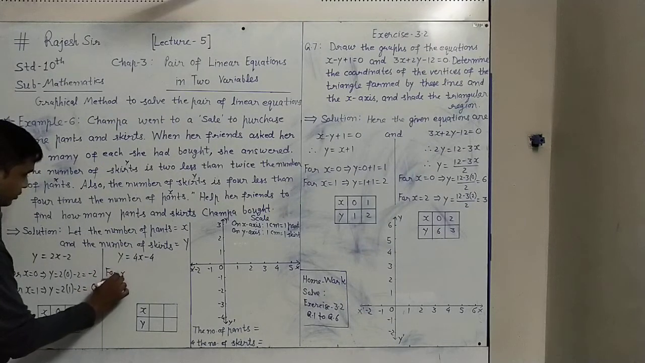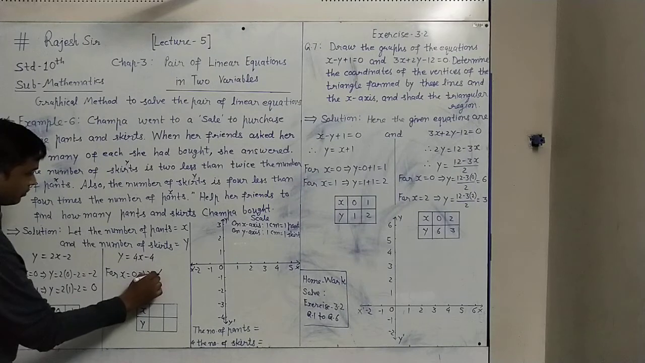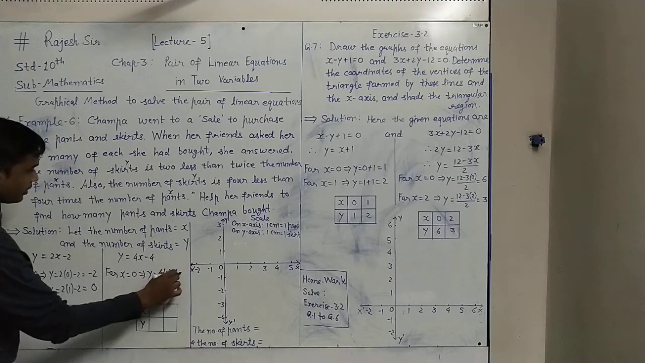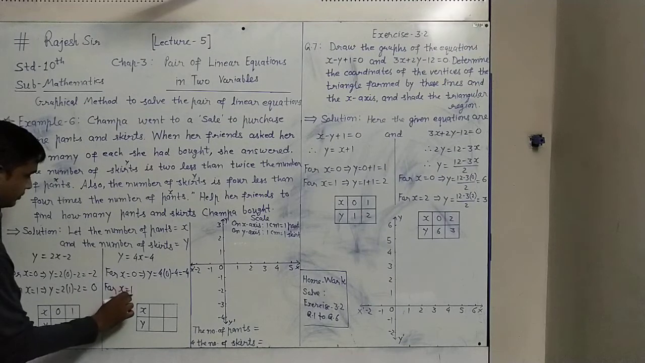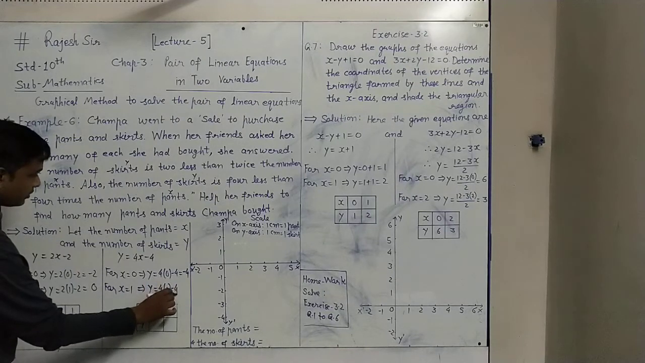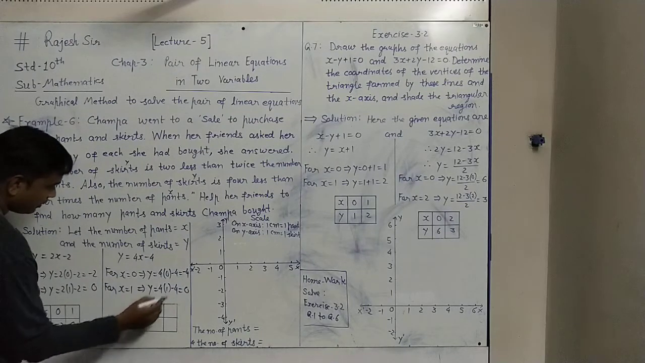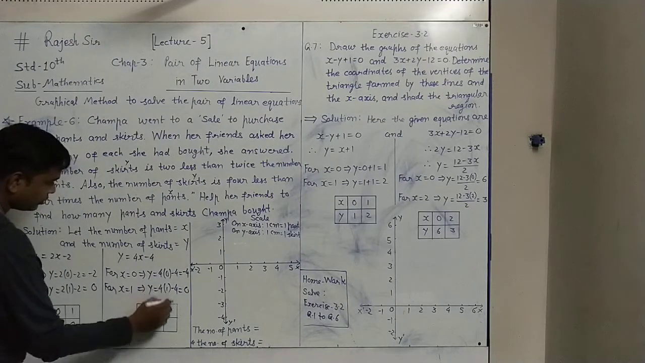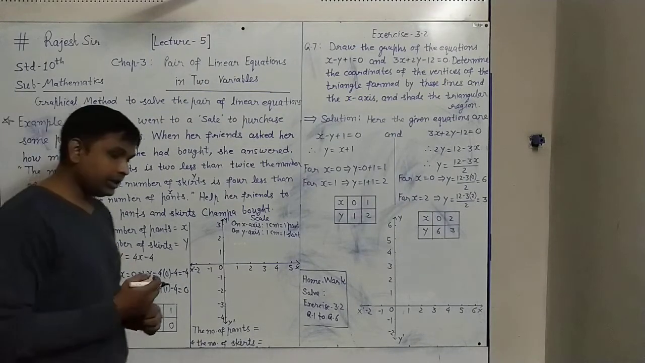Here for x = 0, y = 4 into 0 minus 4. 0 into anything is 0, and 0 minus 4 is minus 4. For x = 1, y = 4 into 1 minus 4; 4 ones are 4, minus 4 is 0. So at x = 0, y is -4, and at x = 1, y is 0. This way we get two solutions of this equation also.